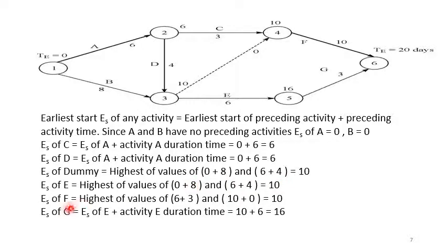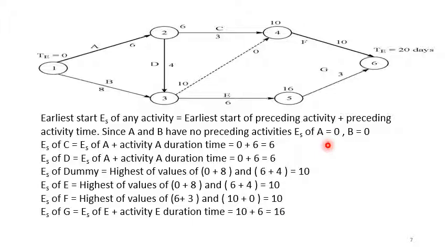Similarly, earliest start of F will be highest of the values of 6 plus 3 if you consider C, and 10 plus 0 if you consider the dummy activity. So out of these two, highest is 10. The earliest start of G will be the earliest start of E plus activity E duration time. So 10 plus 6 is 16.